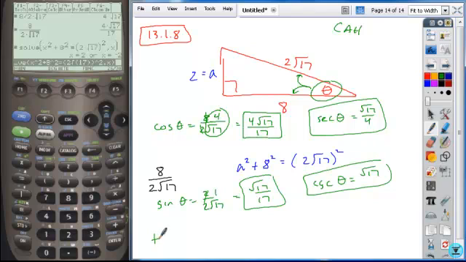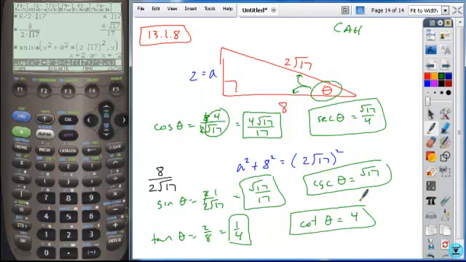And then finally our tangent is opposite over adjacent, so 2 over 8, which reduces to 1/4. And the reciprocal function, cotangent, is just the inverse of this. Flip it, you get 4 over 1, or just 4.